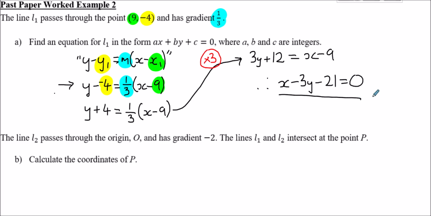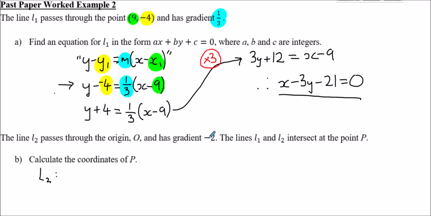Part B of this question, the line L2 passes through the origin 0 and has gradient minus 2. The lines L1 and L2 intersect at the point P. Calculate the coordinates of the point P. So let's just think about what L2 is. So we're told a few bits about L2.